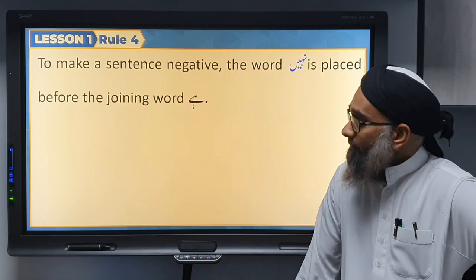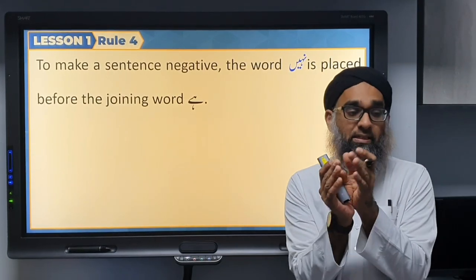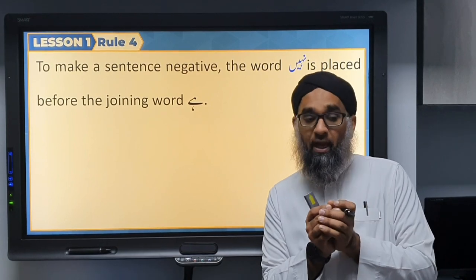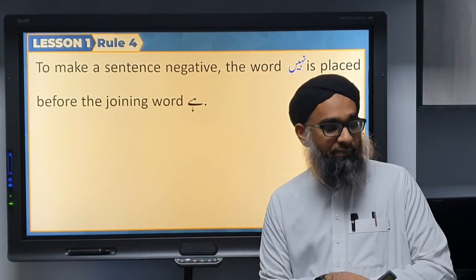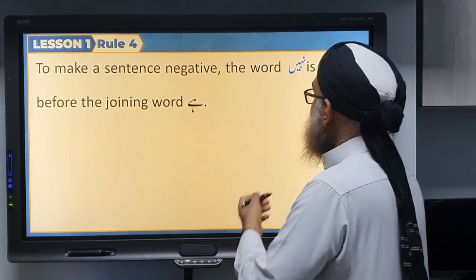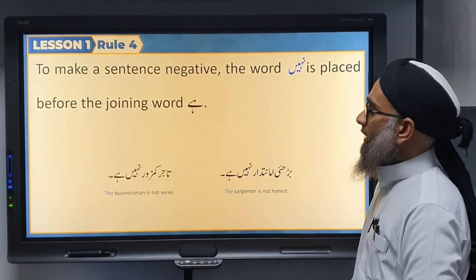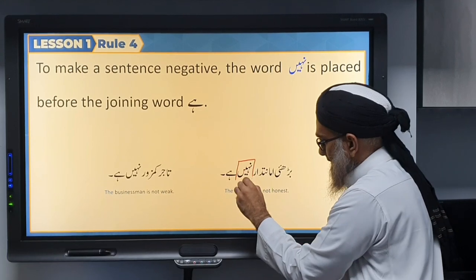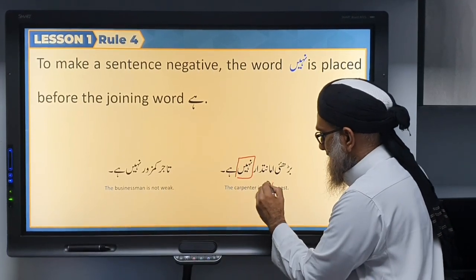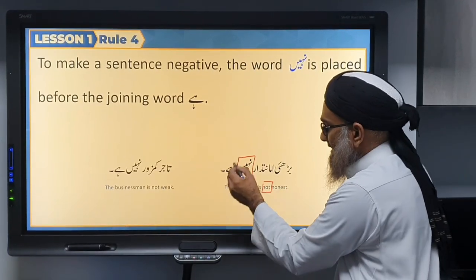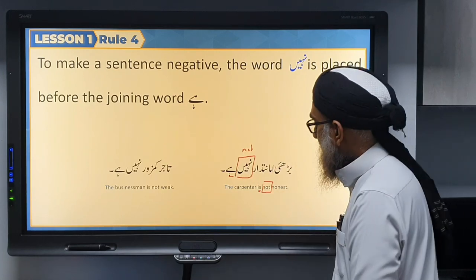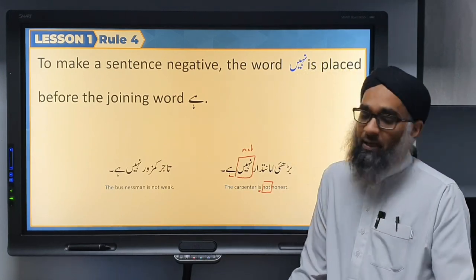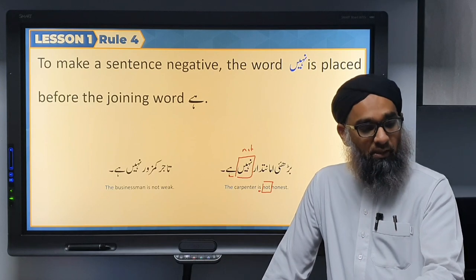Number four. So we know how to make this a positive sentence. If you want to make it negative, what do you do? Instead of hai, you add nahi before the word hai. For example, we had barhai amanat dar hai. So this is basically 'is not'. Barhai is a carpenter. Barhai amanat dar hai. Negative is what?